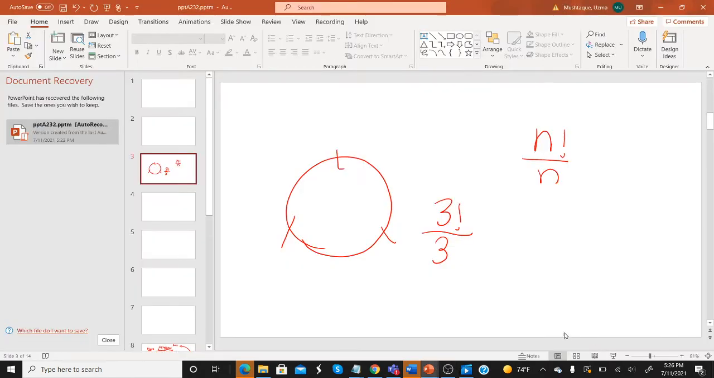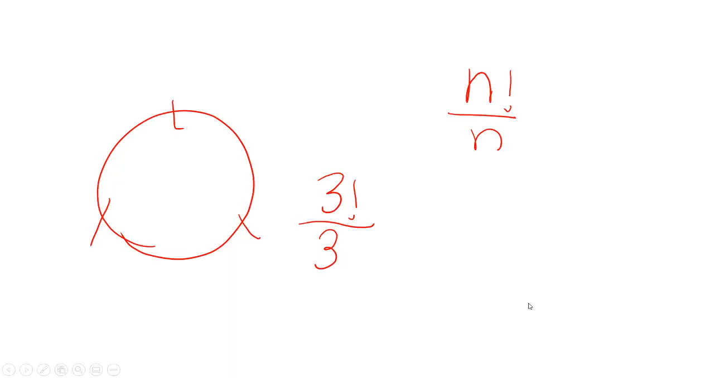In this video, we're going to be finishing off our symmetrical counting problem from the last video, so let's get started. If any of you have solved the problem, you might have realized that the answer is not 2 factorial or 3 factorial divided by 3.